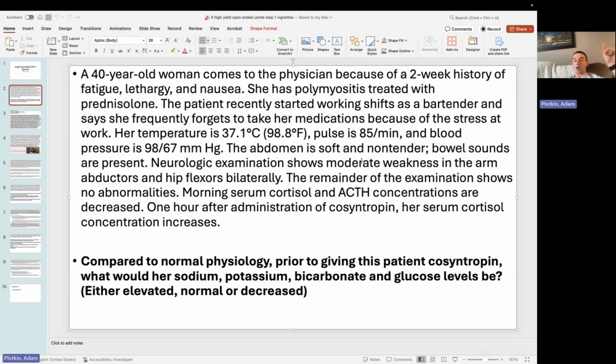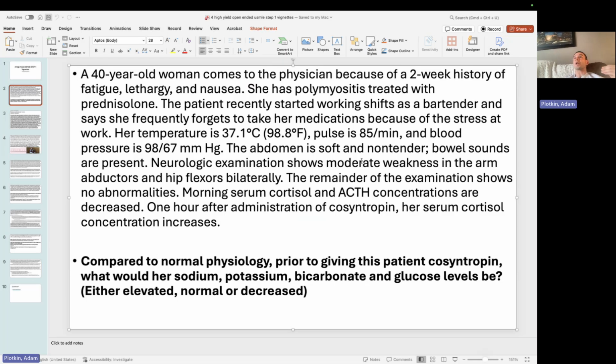And so she has no stimulus going down to tell the zona fasciculata to make more cortisol. So this woman now is not taking her cortisol, and she's no longer getting the stimulus for her adrenal glands to make her own endogenous cortisol. So she is missing her glucocorticoid. Now, notice what I said. She is not missing her mineralocorticoid, right?